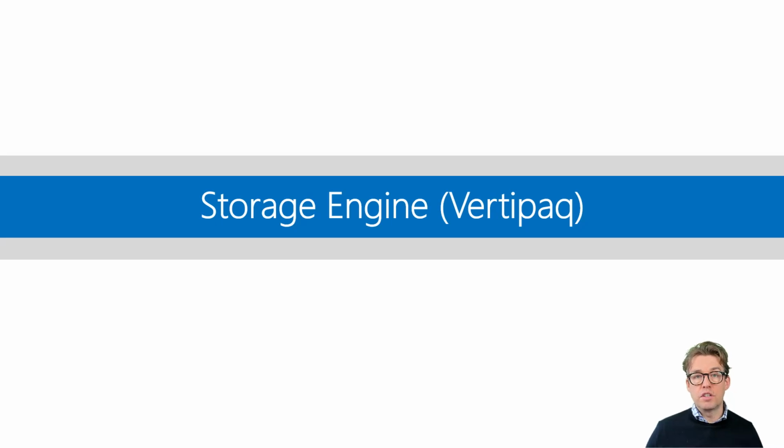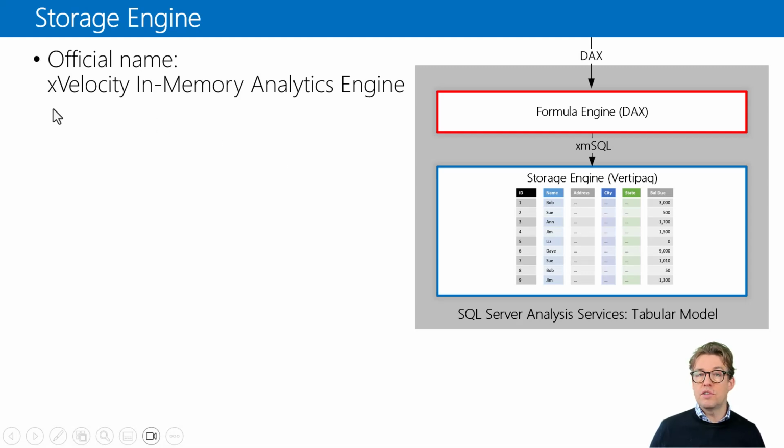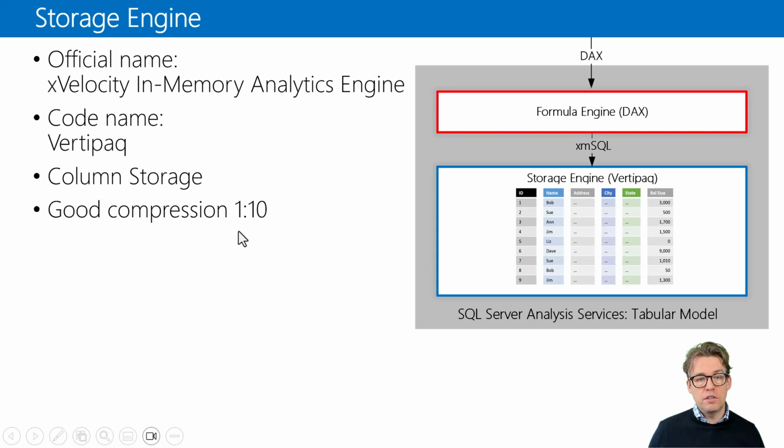Let's take a look at a storage engine called VertiPaq. In Power BI, we're running SQL Server Analysis Services in tabular model mode. And there we have the formula engine for DAX and the storage engine for the columnar storage. The official name is xVelocity In-Memory Analytics Engine, but everybody calls it VertiPaq. That's the code name and it's way shorter. It has a good compression ratio, like 1:10, because it's using column storage. Let's see what that is.